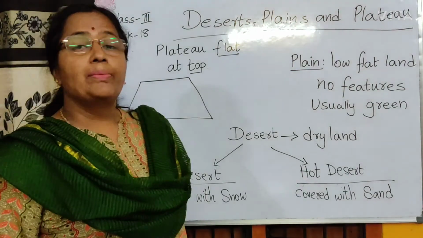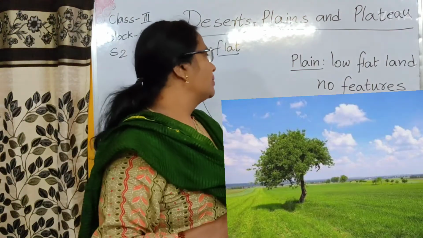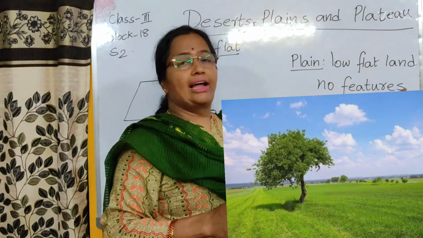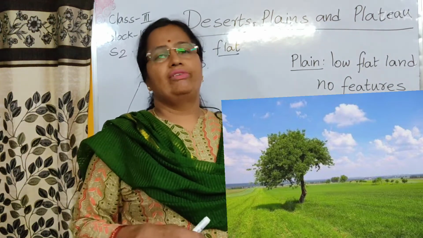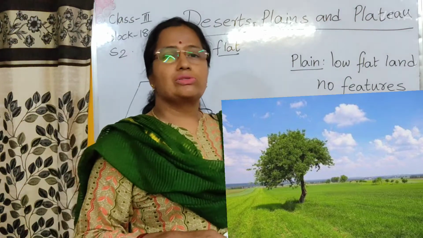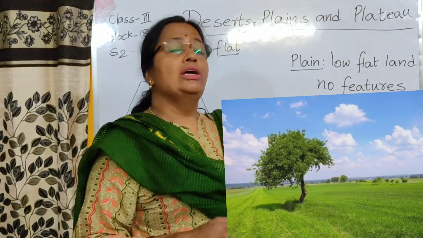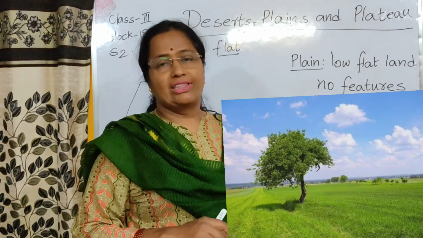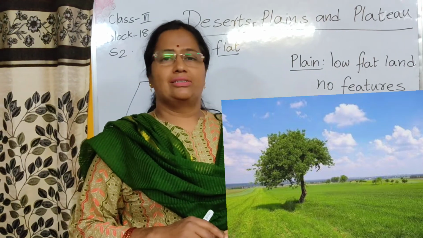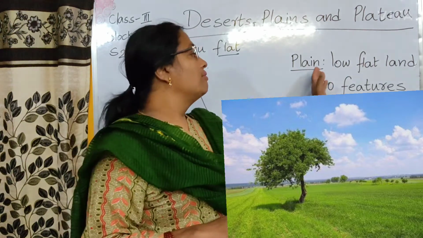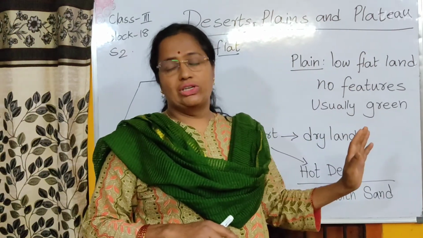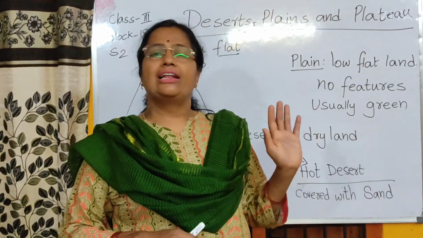Then what is a plain? A plain is low flat land. Low flat land, no features. You don't see any kind of rocks over there. Very big rocks are not there. Usually it is green with grass or plants, right? So what are plains? Plains are flat lands. They have no features. Usually they are green.